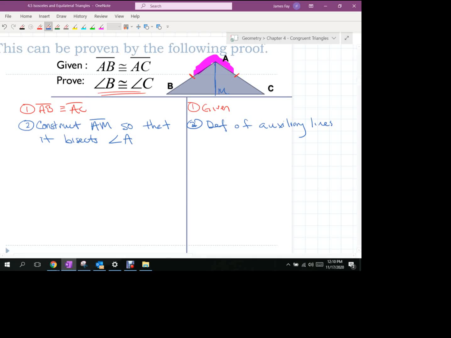Okay, so if we do that, what does the word bisects in regards to an angle do for us up here? What does it do to those two angles? It makes those two angles congruent. So let's say that angle BAM is congruent to angle CAM. That was because we introduced an angle bisector, so those two angles are congruent because of the definition of an angle bisector.